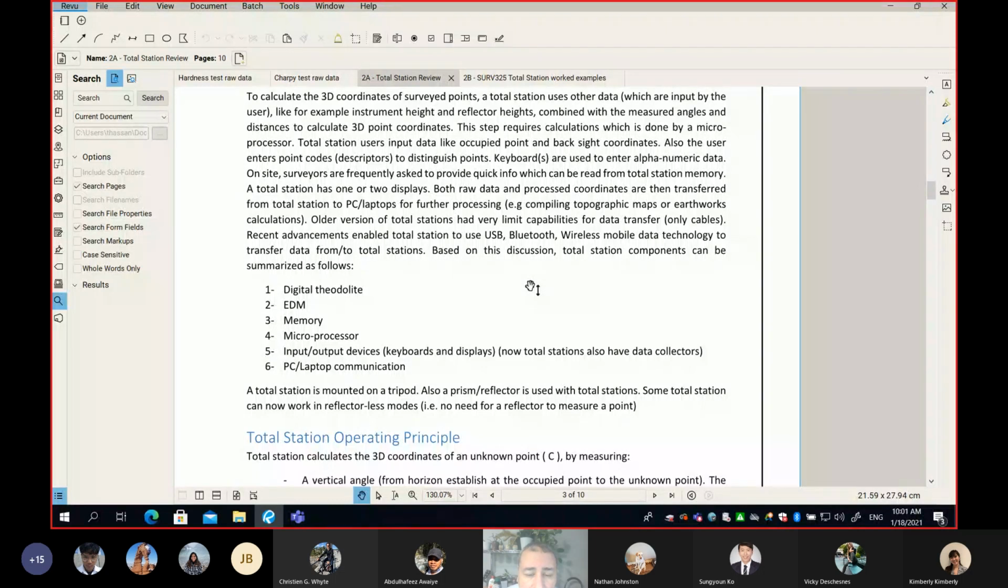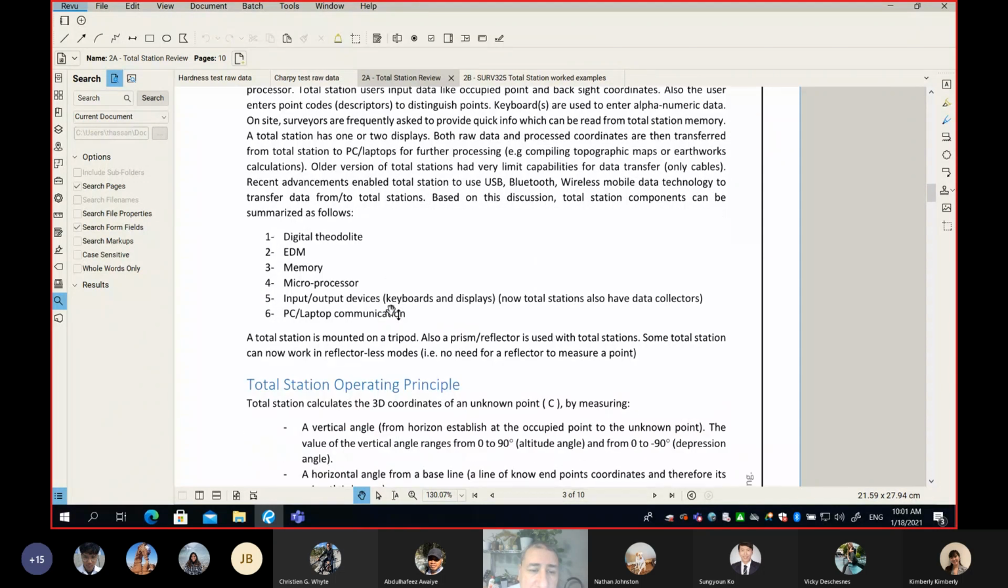And really what I want to emphasize this lecture is that none of the components that you see on my screen right now is extra. Every single component on my screen, including the digital theodolite, EDM, memory, microprocessor, keyboard and display, and finally communication with the laptop, is essential for the function of the total station. So none of those is extra.